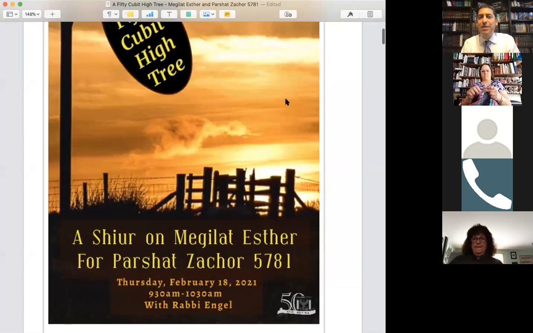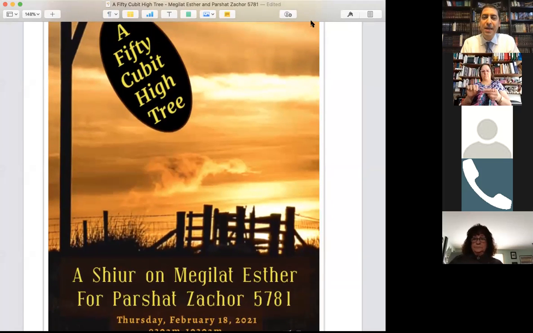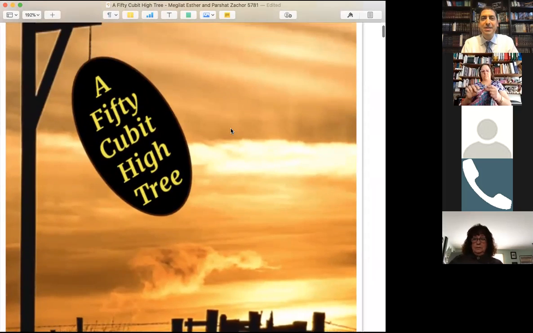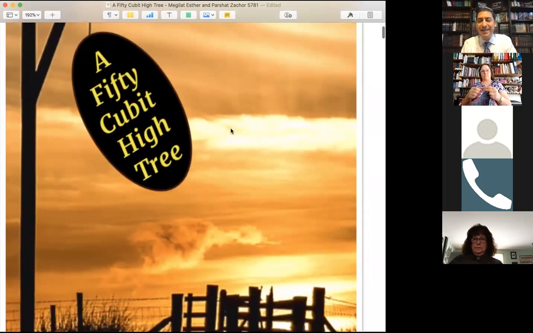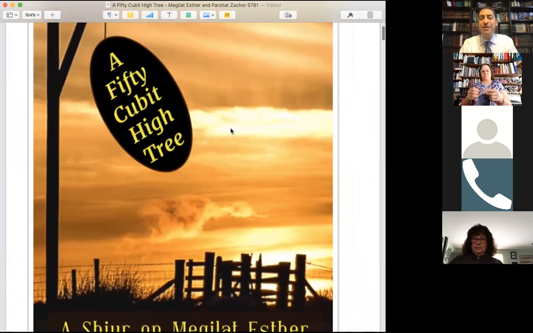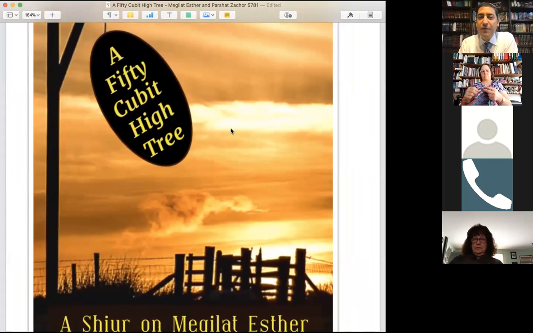A 50 cubit high tree. This is a shiur on Megillat Esther for Parshat Zachor. I'm going to put it up on the screen. And as some pointed out, the image that I chose, which I doctored up, should hopefully look a little bit like a gallows. A 50 cubit high tree, 50 amma.